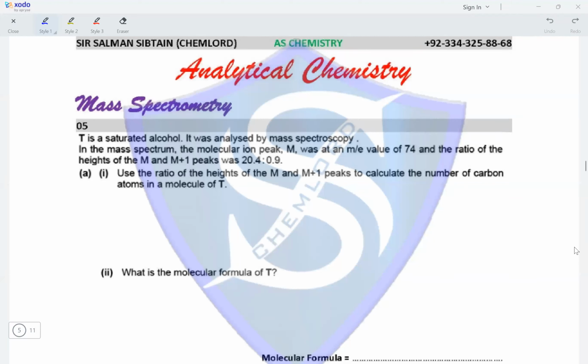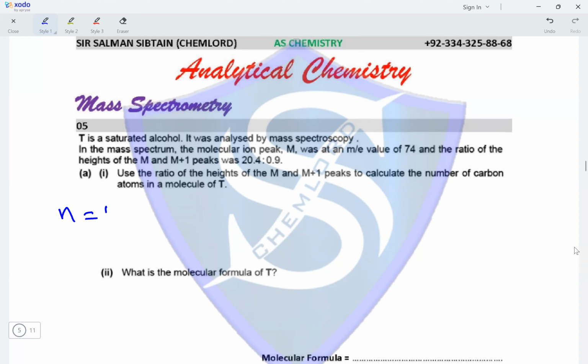Question 5. T is a saturated alcohol. It was analyzed by mass spectroscopy. In the mass spectrum, the molecular ion peak M was at m/e value of 74, which is its Mr value, and the ratio of the heights of M and M plus 1 peaks was 20.4 to 0.9. Use the ratio of the heights of the M and M plus 1 peaks to calculate the number of carbon atoms in the molecule of T.